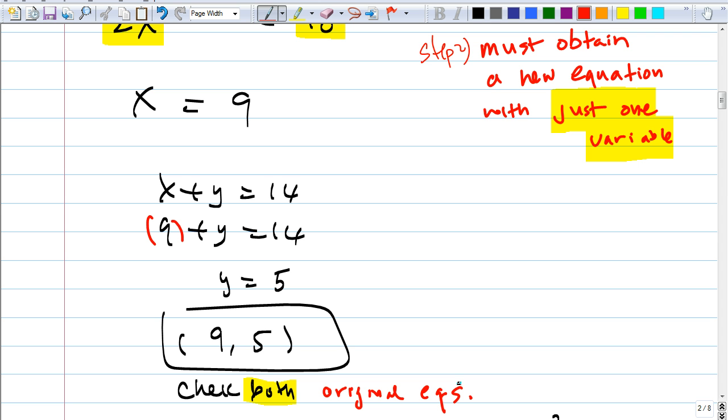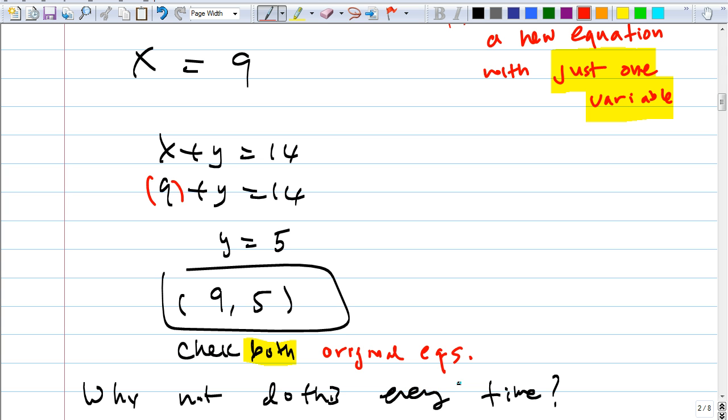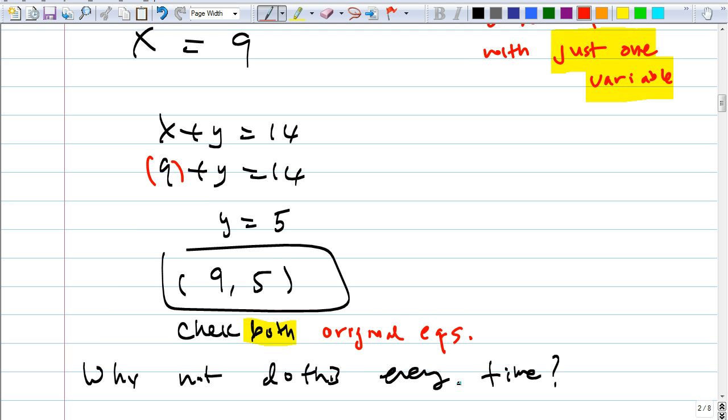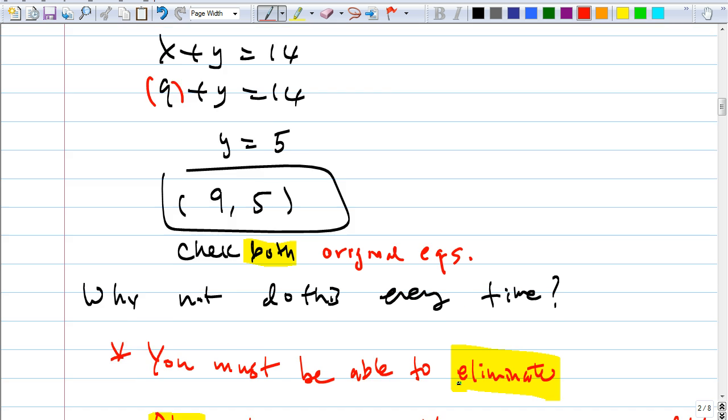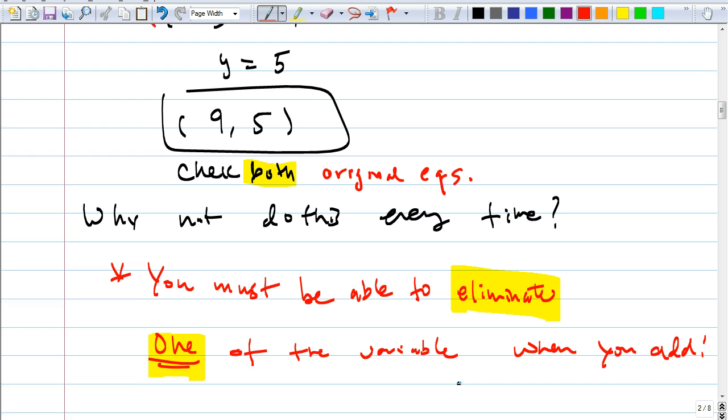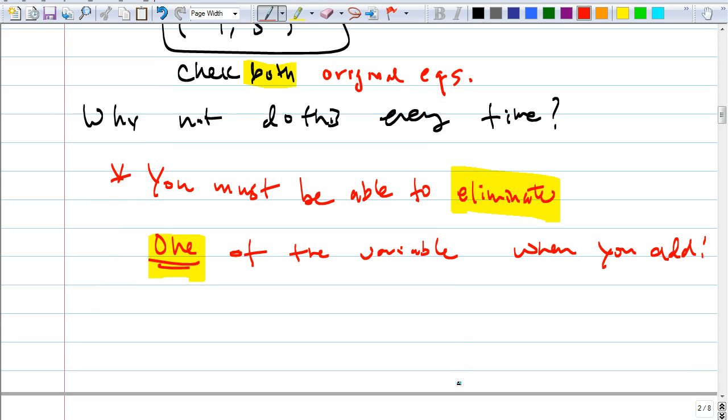Does that make sense? Questions? Easy enough? So basically, that's how. So why not do this every time? What if you add both the equations, but one of the variables doesn't go away? That's exactly what I'm trying to say. Write this down. Why not do this? Well, because you have to be able to eliminate one of the variables. If the third equation contains both variables, then it doesn't do you any good.